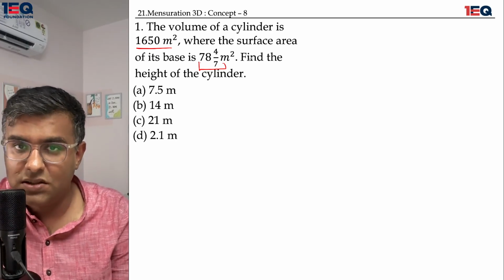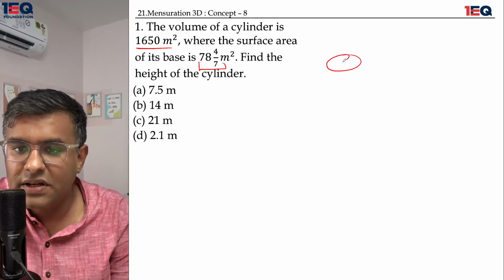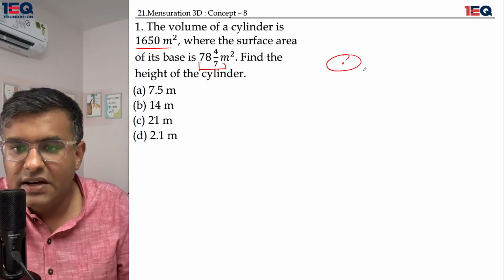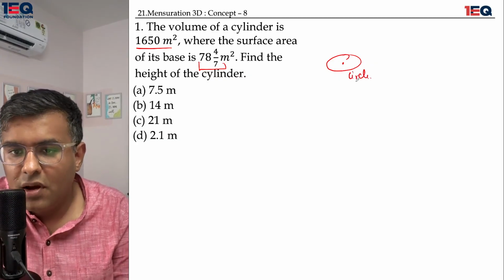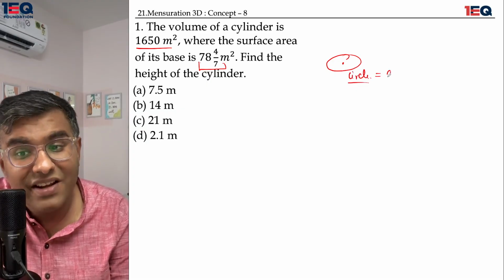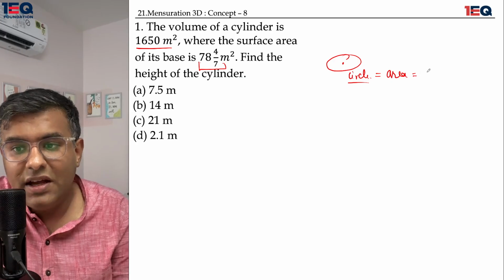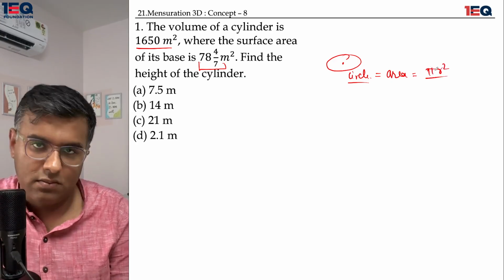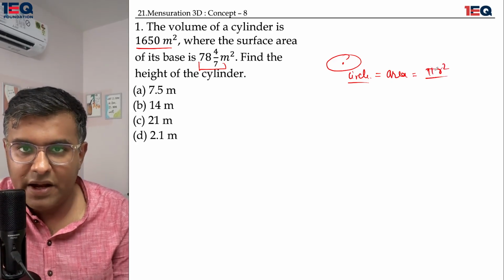The surface area of the base, mind you, it's only talking about the surface area of the base. The base of a cylinder is nothing but a circle, and when I'm talking about the surface area of a circle, I'm doing nothing but talking about the area of a circle. So the area of a circle is nothing but pi r square.